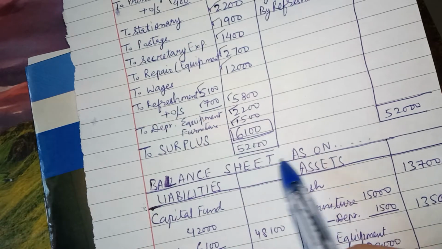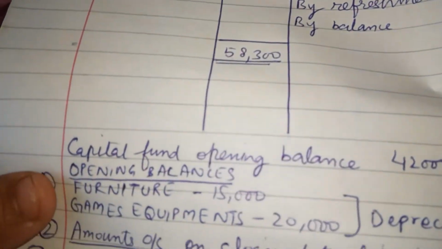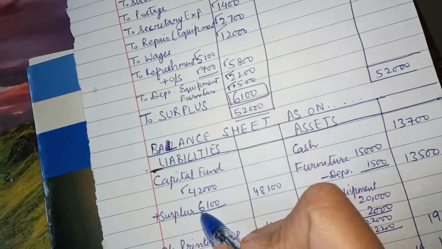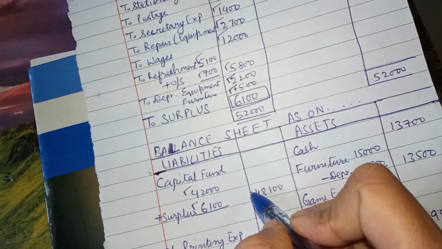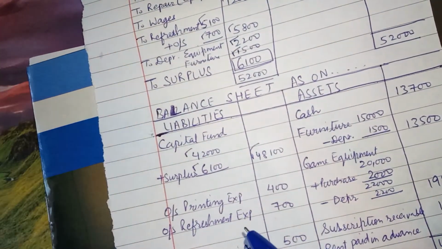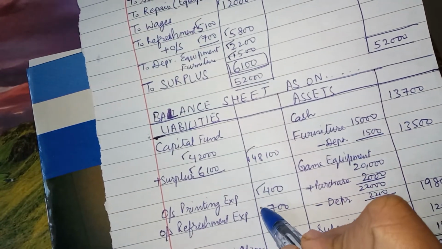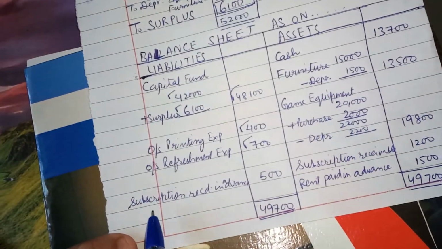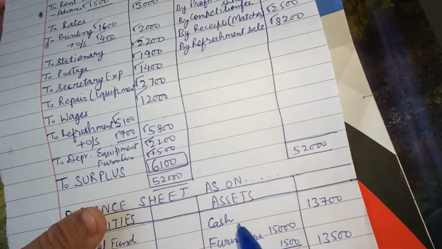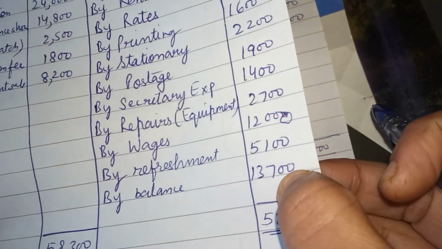Capital fund comes out to the balance sheet. The capital fund opening balance was given as 42,000, so it is here. Adding surplus, it comes out to be 48,100. And then outstanding printing expenses are a liability, refreshment outstanding expenses again are a liability, and subscription received in advance again is a liability. Cash, we took it from the receipt and payment account closing balance.